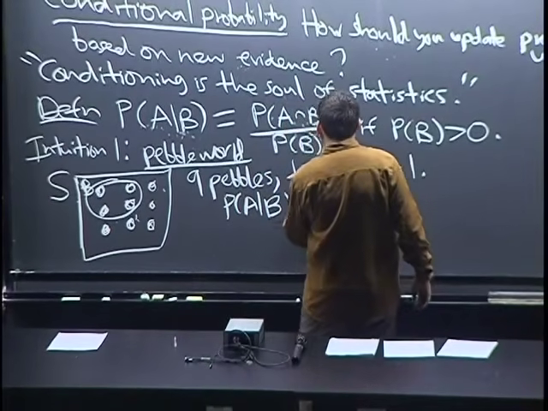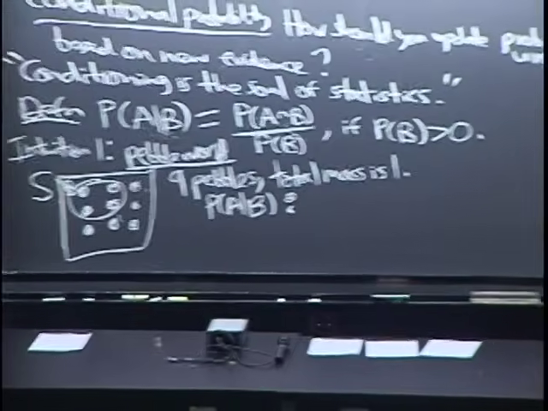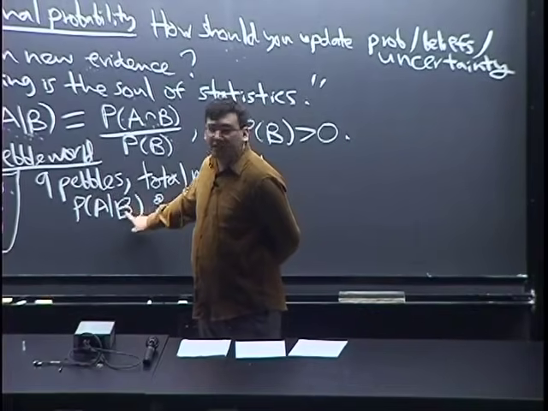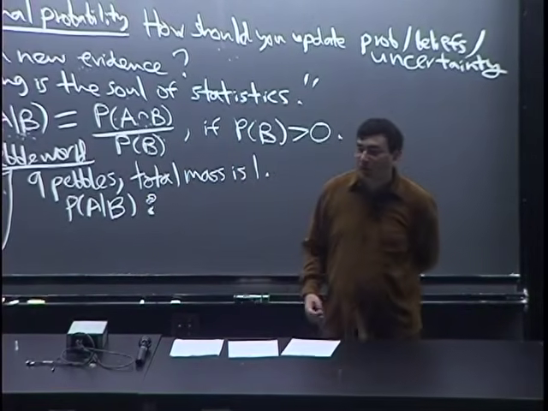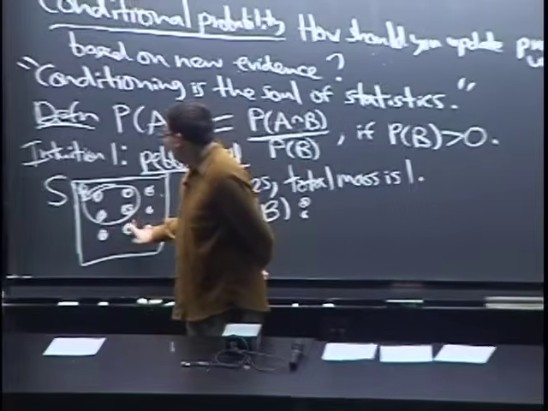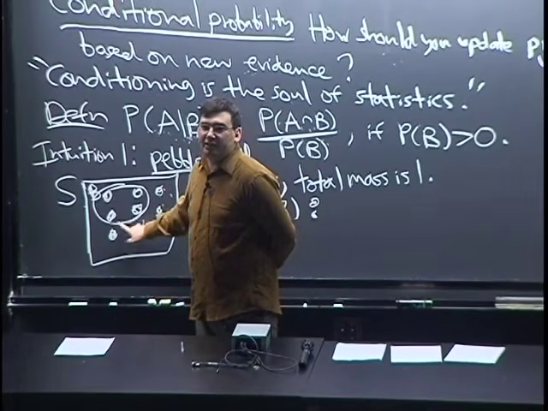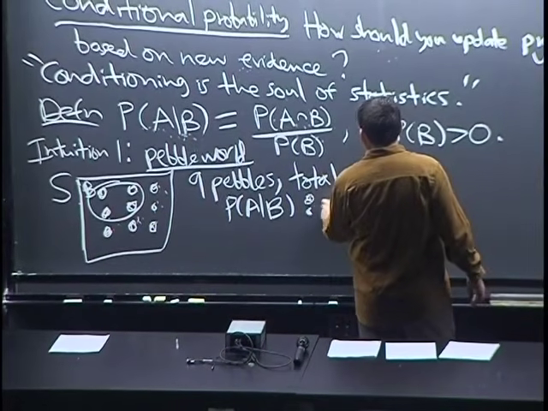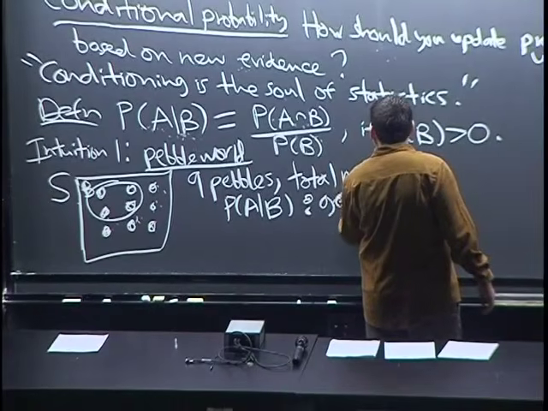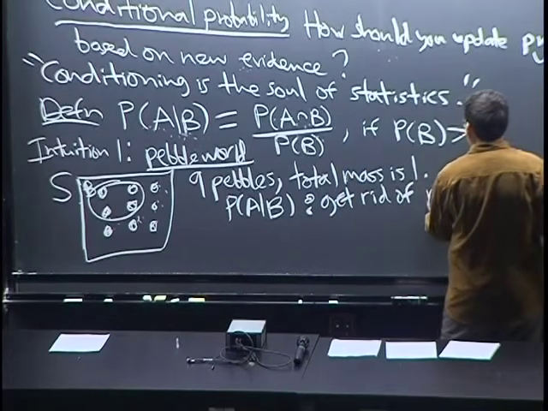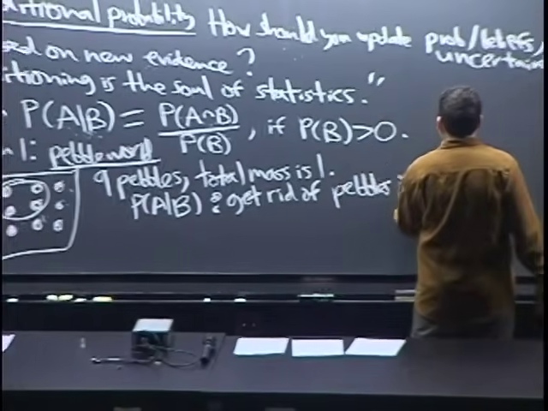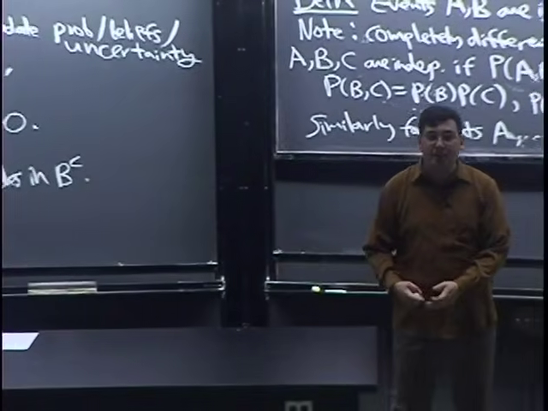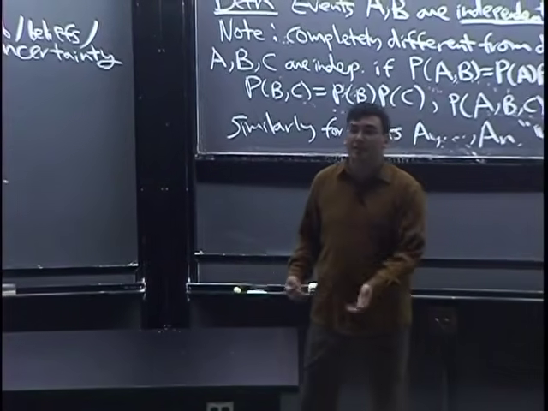Well, what that means is, first of all, the interpretation is that we learned that B occurred. Therefore, all the pebbles that are outside of B, that's the other 5 of them, are now irrelevant because they didn't occur. We know that one of these ones occurred. So all we have to do is get rid of pebbles that are not in B, in other words, pebbles in B complement. Anything in B complement is now completely irrelevant. We are restricting to the part of the space that did occur, and we don't care about the part of the space that didn't occur.